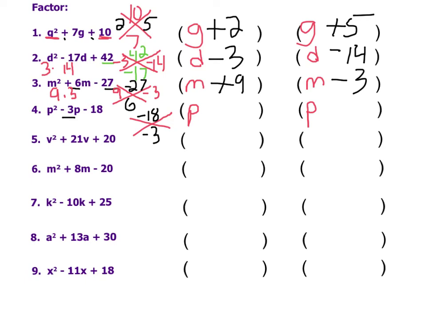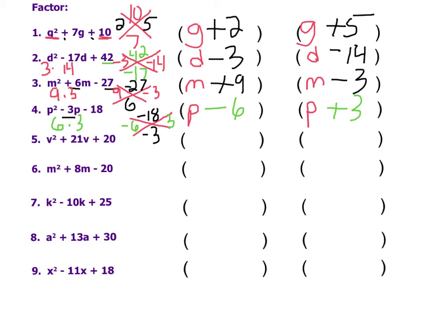So, because this is negative, what I have to say to myself is what multiplied to what is 18, but if I subtract them, I get 3. And I know that 6 multiplied to 3 is 18, but if I subtract them, I get 3. So what I'm going to do is go negative 6, positive 3. And watch what happens. Negative 6 plus positive 3 is negative 3.